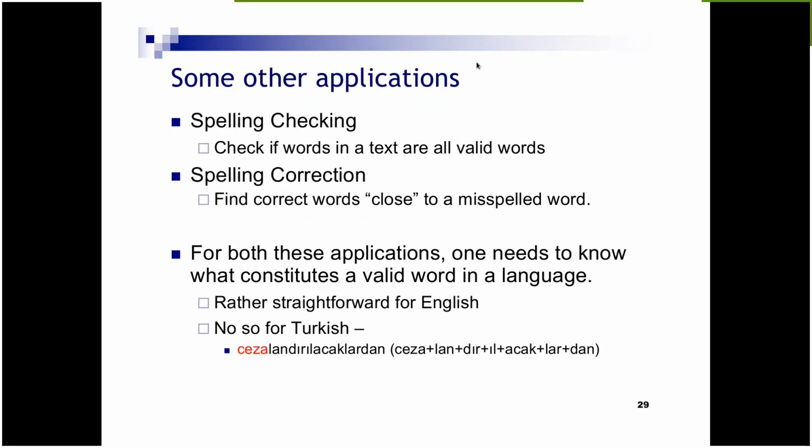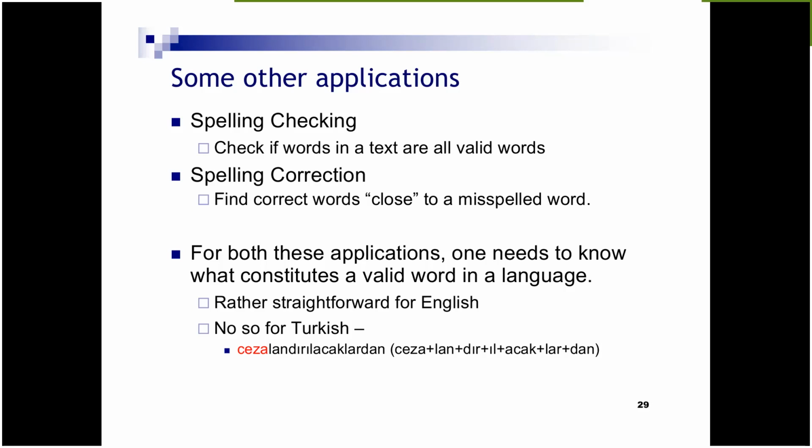There are many other applications, as you can see. If you are developing a tool for spell checking or spelling correction, you need to know what the valid words are, and you need to know if you are correcting the misspellings of something. You also need to know which other words are close to it, so you can propose them as substitutions. And so for all of these applications, you need to know what is a valid word in a given language.